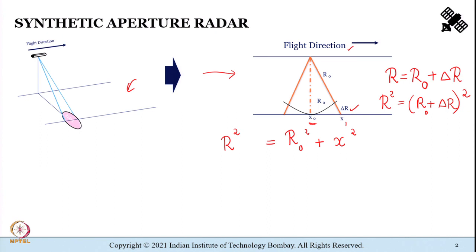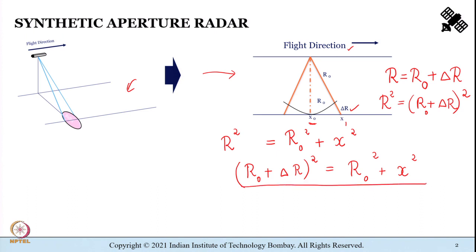Can I write like this? Using Pythagoras theorem. So, if I put it together, I can write R naught plus delta R whole square equal to R naught square plus x square. So, what did I do? I first wrote R as nothing but R naught plus delta R, and then I squared both sides, and then I have rewritten the same expression in this manner by replacing R with R naught plus delta R whole square. And we know that we have applied Pythagoras theorem. That is why I have written the same as R naught square plus x square.